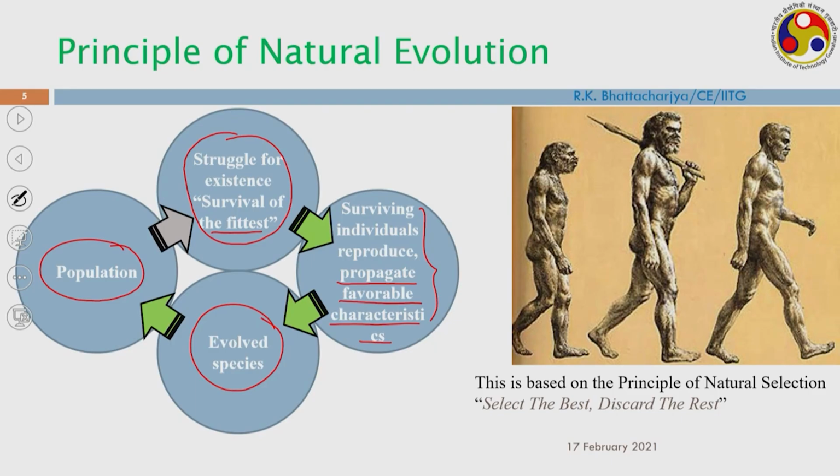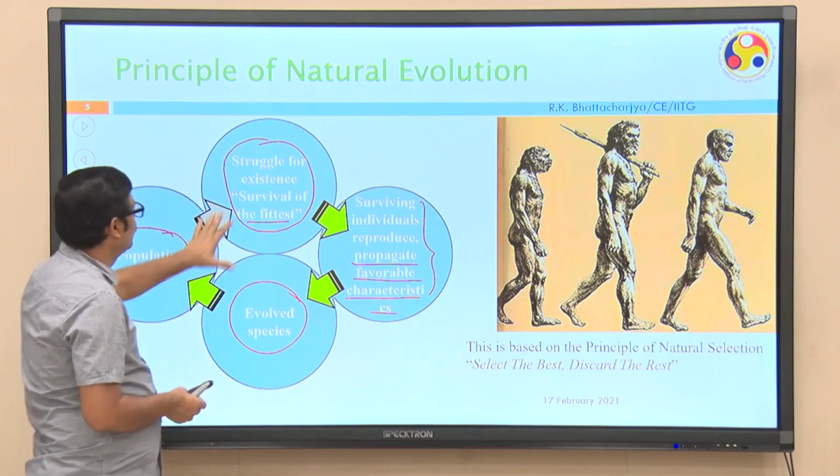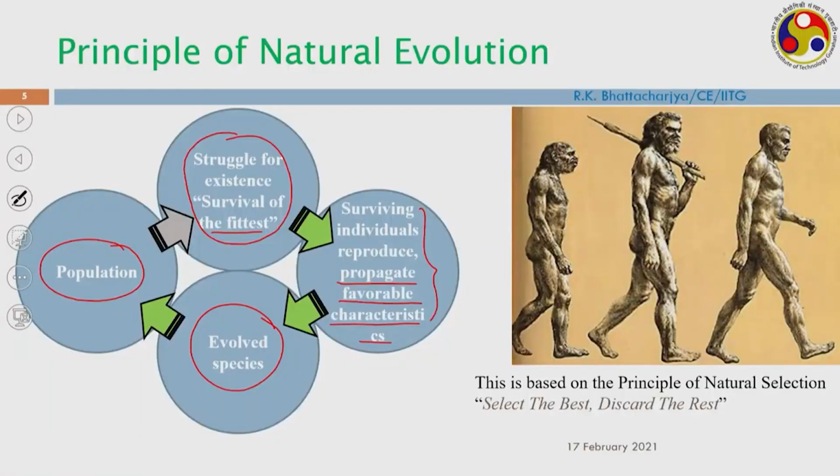So, whatever new species you have, we call it evolved, because they are slightly different than their parents. And this process is continuing in nature, and still continuing. So, the population is struggling for existence. We call it survival of the fittest, that means those who are fit, they will survive. Then surviving individuals reproduce and propagate favorable characteristics to their next generation, and this is known as the evolution process.